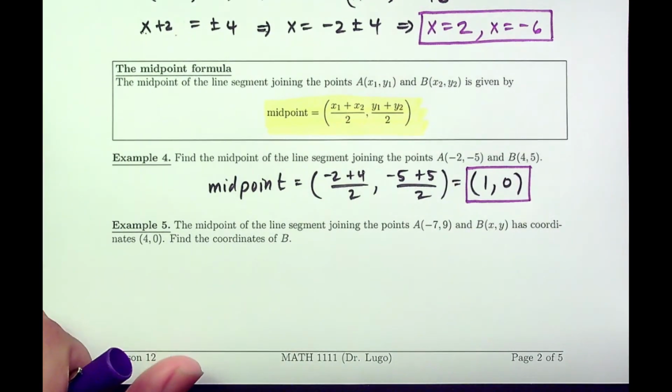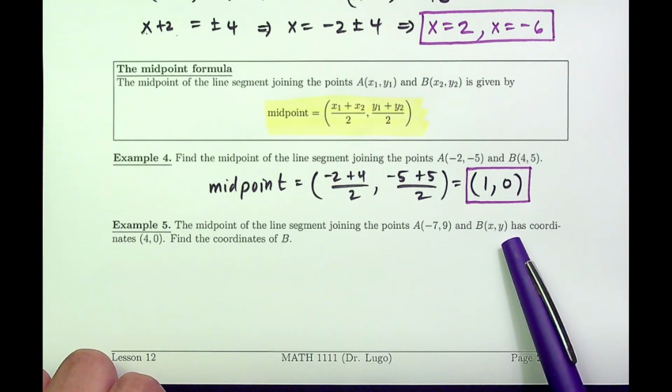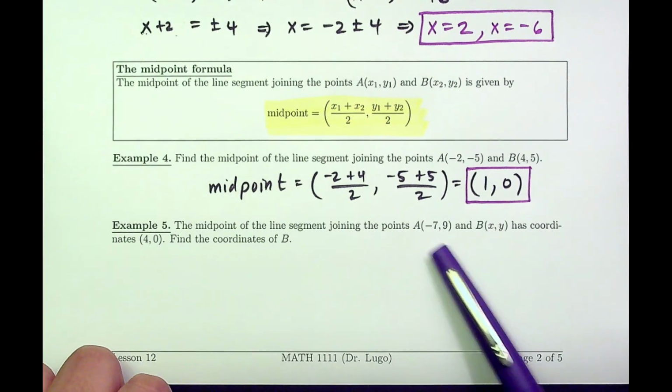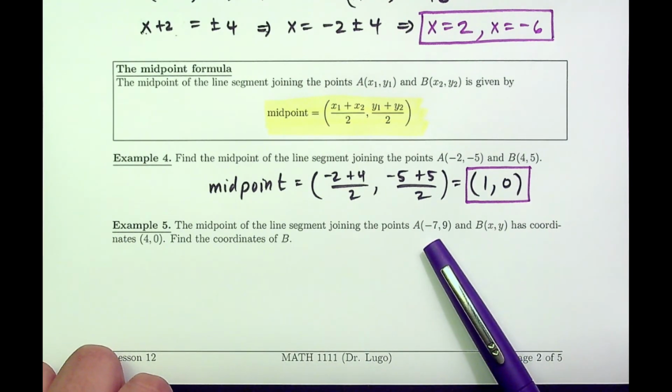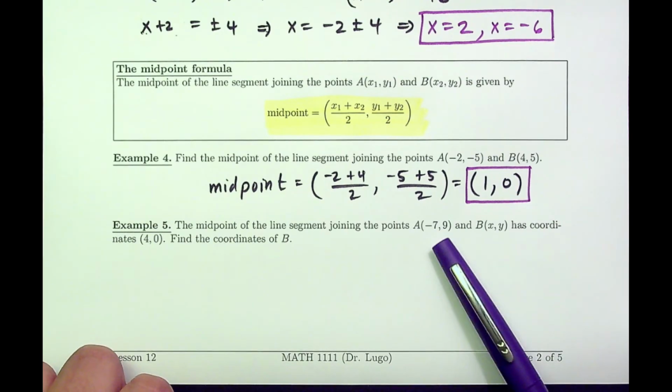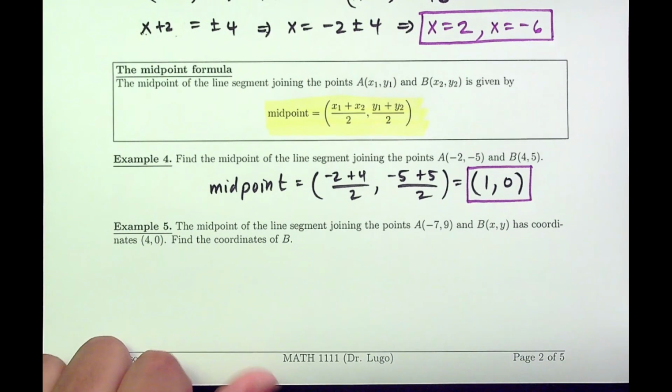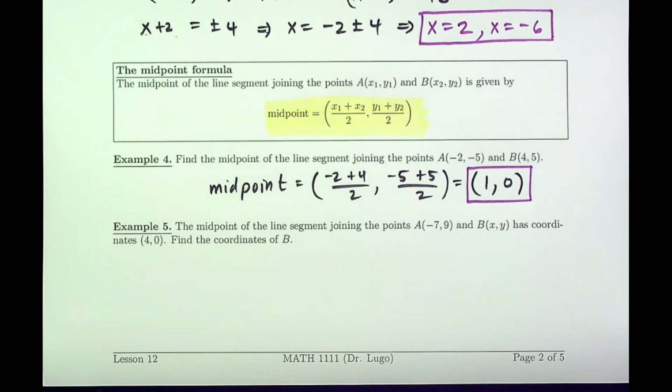Example 5 is a little bit more interesting. It says, suppose that you know the midpoint and you know one corner. What are the coordinates of the other corner? So you know the midpoint is (4, 0), and you know the coordinates of one endpoint, which are (-7, 9). What are the coordinates of the other endpoint? Let's think about that. See if you can figure it out.